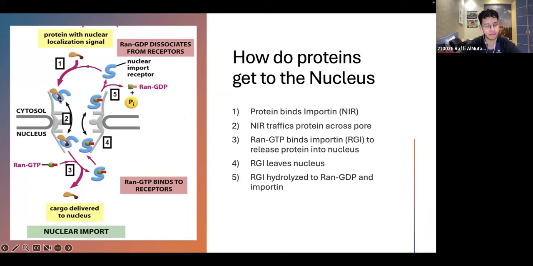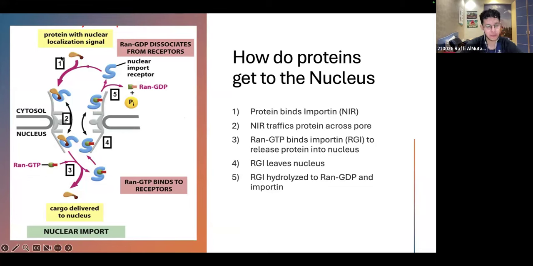So the protein binds importin, the importin takes it across, and it binds something called RAN-GTP. RAN-GTP is going to bind this S-shaped thing, which is importin over here. When RAN-GTP binds importin, this pushes the protein out into the nucleus. So we've delivered the protein into the nucleus because we pushed it out with RAN-GTP.